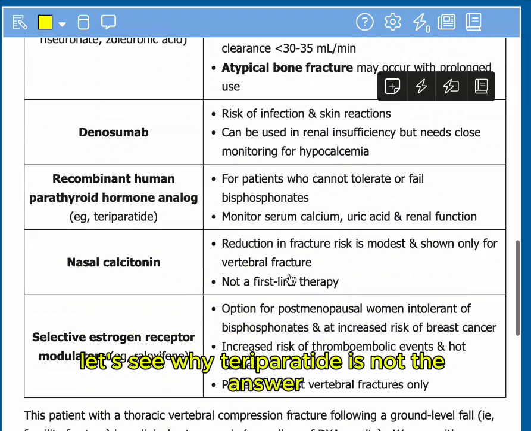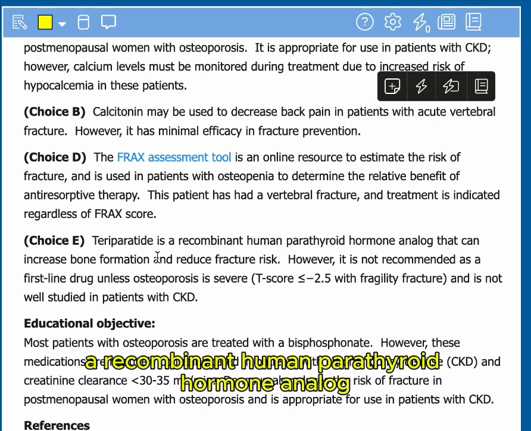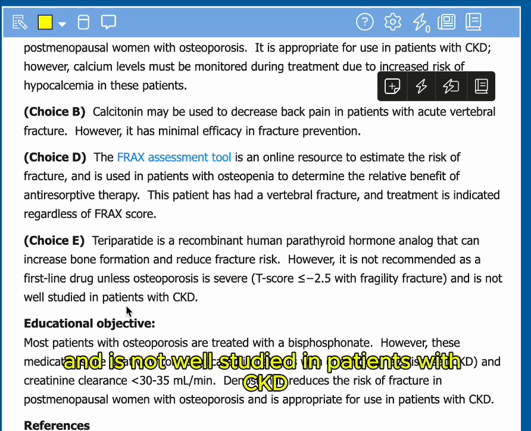Let's see why teriparatide is not the answer. Teriparatide is a recombinant human parathyroid hormone analog that can increase bone formation and reduce fracture risk. However, it is not recommended as a first-line drug unless osteoporosis is severe or a T-score is less than or equal to -2.5 with fragility fracture, and it is not well studied in patients with CKD.